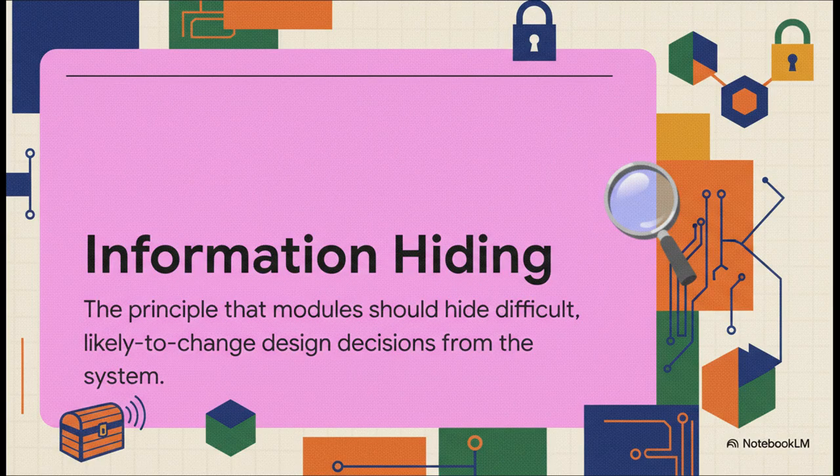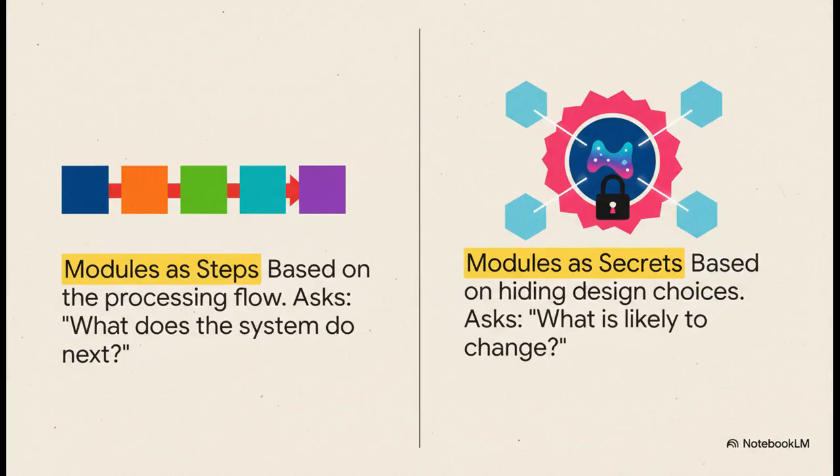The idea is that a module's number one job is to protect a secret, a specific design decision, from everything else. The other modules don't need to know how the secret works. In fact, they shouldn't know. This table just nails the shift in thinking. The old way, the flowchart method, is all about the processing flow. It's always asking, okay, what does the system do next?